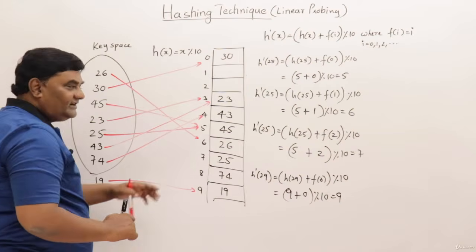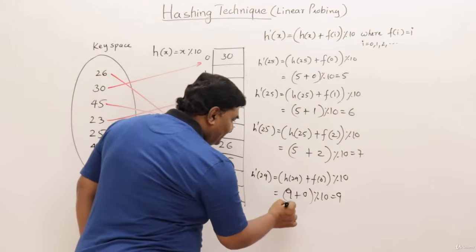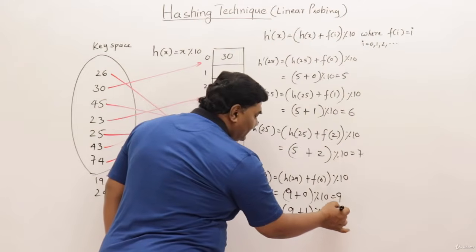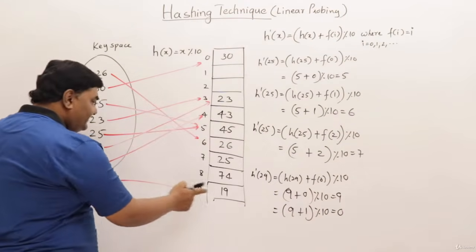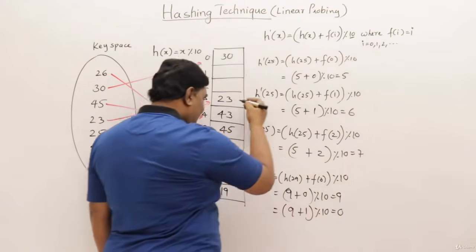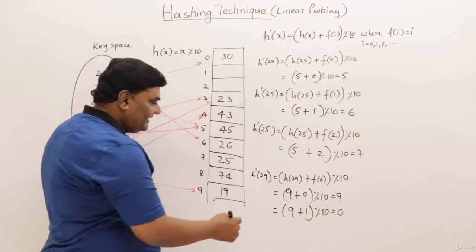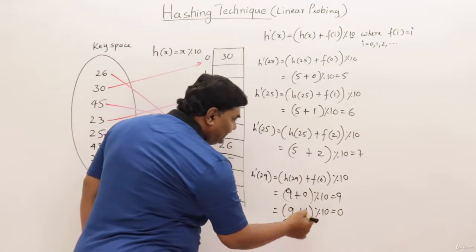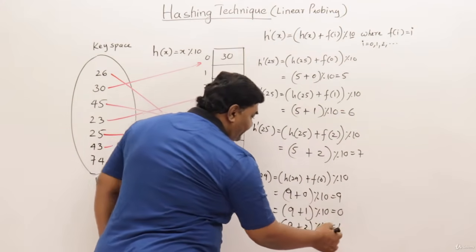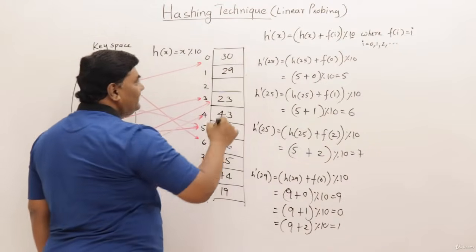There is a collision. Then try the next value of F of I, right? Let us try that. It will be 9 plus F of 1, so 10 mod 10, that is 0. So try 0. So it's going cyclic. Because we have given mod 10 here, and 10 is the size of the table, it will go cyclic. So try at 0, it is also occupied. Then try the next one, 9 plus F of 2. So 11 mod 10 is 1. So try at 1, yes, it is found. So 29 is stored here.